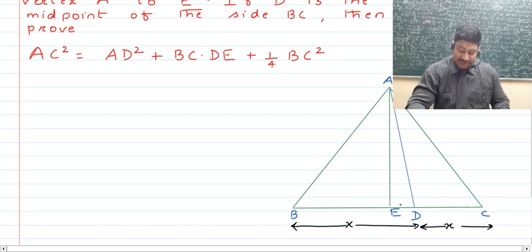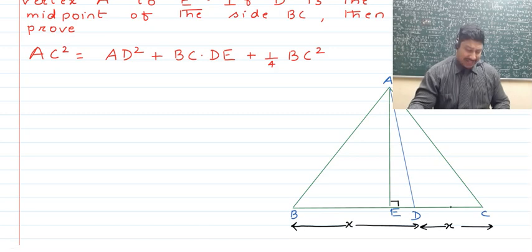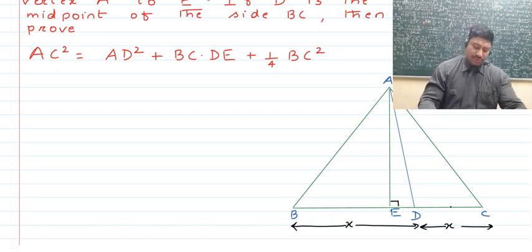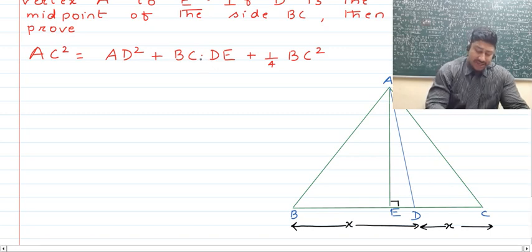And as here E is the foot of the perpendicular, so we require to make an angle of 90 degrees here. And now children, we've got to prove this, that AC square is equal to AD square plus BC dot DE, right, plus 1 by 4 BC square. Remember, this dot means that there is a multiplication sign. So next we talk about discussing the sum.